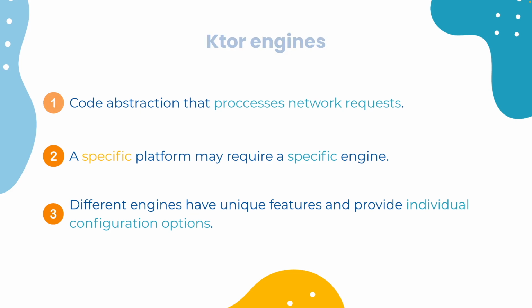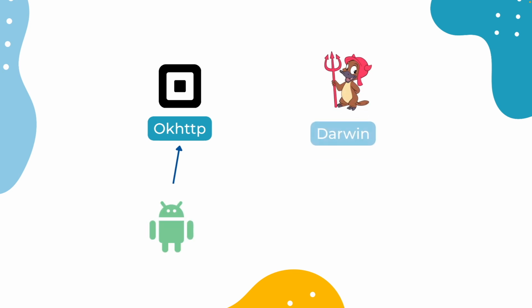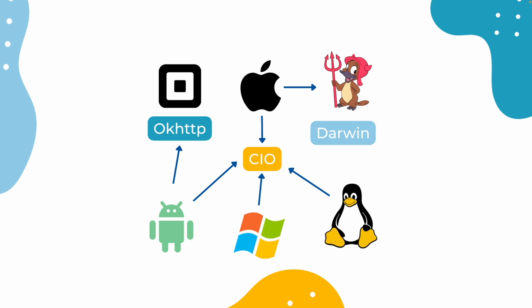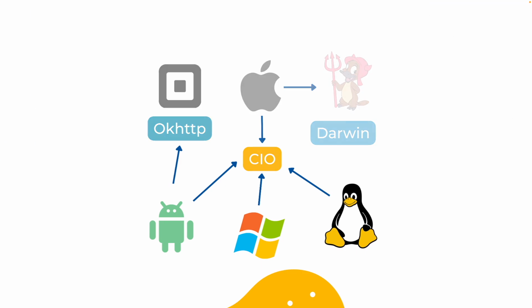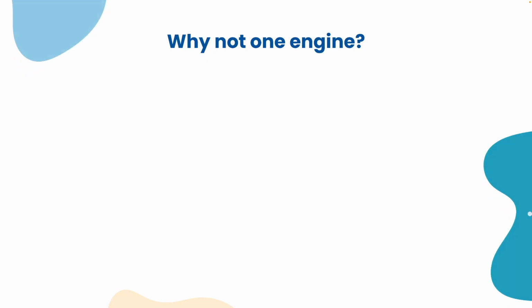Let's do a find and match game, shall we? First up, OkHttp is used by what platform? That's right, by our beloved Android. What about Darwin? If you're familiar with iOS, you'll know that it uses the Darwin engine for networking. How about the CIO engine? The CIO can be used by all platforms in KMP. However, as you'll see further in this video, the CIO engine has certain limitations, so we should be mindful of those when using it.